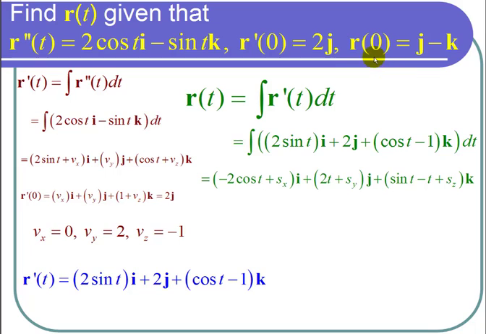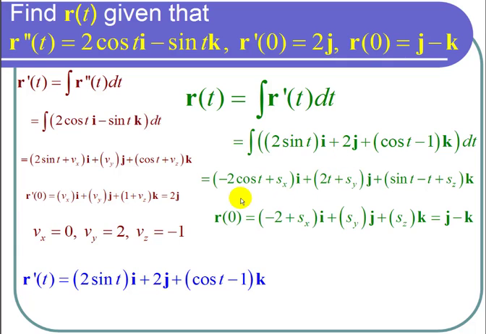So now I use the fact that r of 0 is j minus k. So I plug in 0, and if I plug in 0 to negative 2 cosine t, I get negative 2, and then still s sub x, i. If I plug in 0 to 2t plus s sub y, I just get s sub y. And notice that sine of 0 minus 0 is 0, so I just get s sub z, k, and that's supposed to be equal to j minus k.